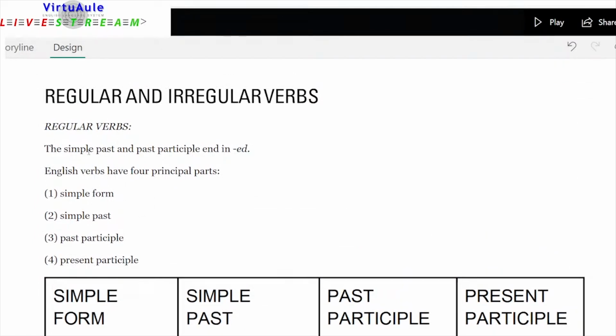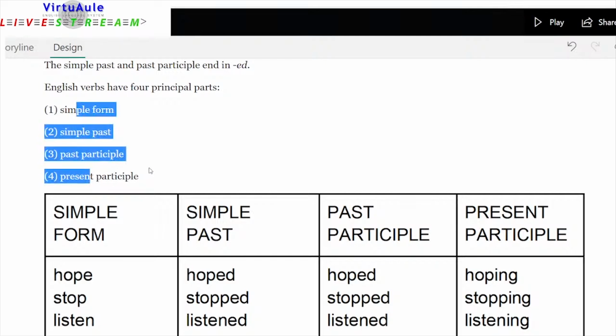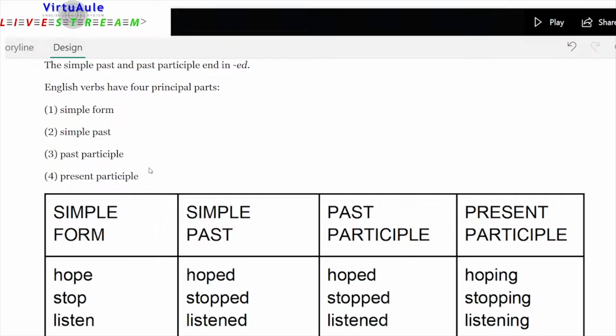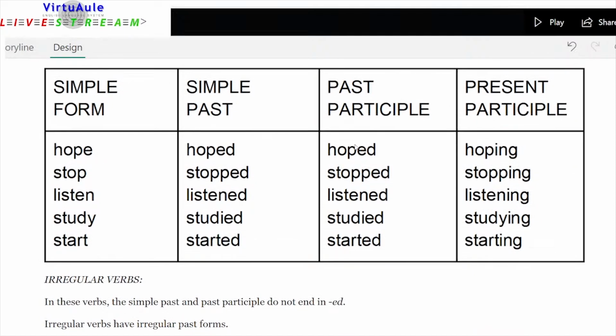Back to regular verbs. The simple past and the past participle end in ed. The English verbs have four principal parts: the simple form, the simple past, the past participle, and the present participle. These are the four forms, and then you have the s. You can have the s on some verbs. Yes, so you have five possible. You have the simple form: hope, hoped, hoped is also the past participle. Hoping is the present participle. So in this case, this word only has 1, 2, 3, 4 possibilities, because he hopes.